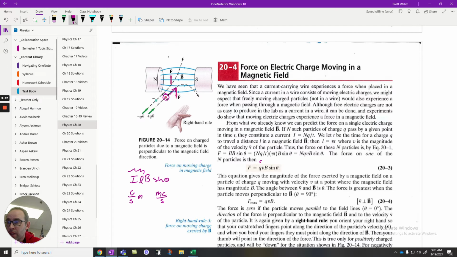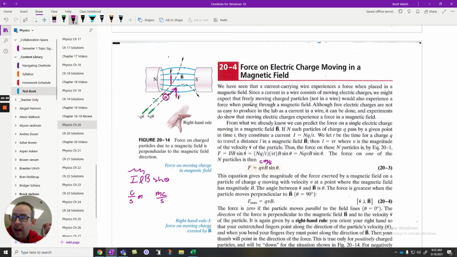Well, Q is measured in coulombs, which is our C, and velocity is measured in meters per second. So you can see that we have coulombs times meters per second, which is the same as meters times coulombs per second down here. So it's the same formula, just different information. Instead of having a wire with current flowing through it, we have an individual charge being sent into a magnetic field, and it will be turned and deflected.